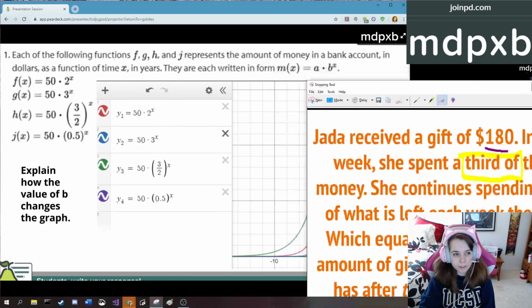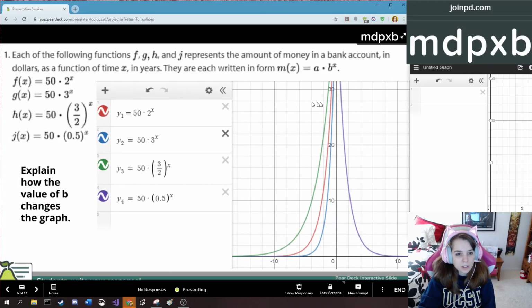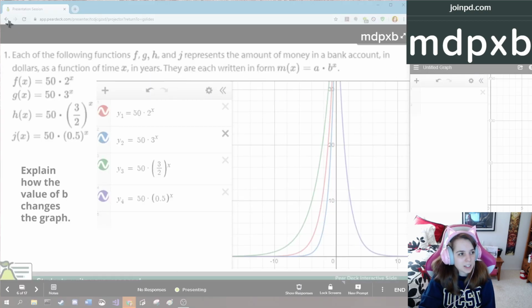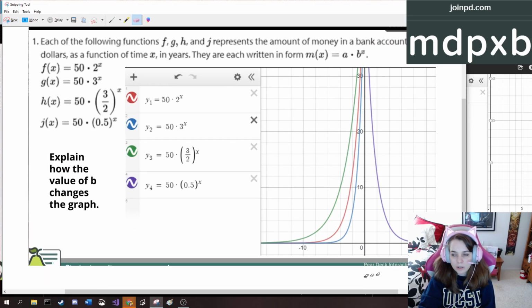So what we're going to be looking at is more of graphs. Each of the following functions, f, g, h, and j, which are over here, represent the amount of money in the bank in dollars as a function of time, x, in years. They are each written in the form m of x equals a times b to the power of x.